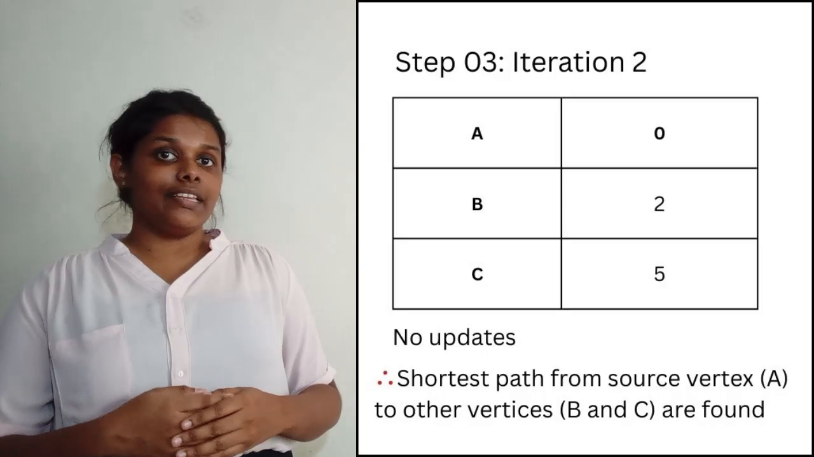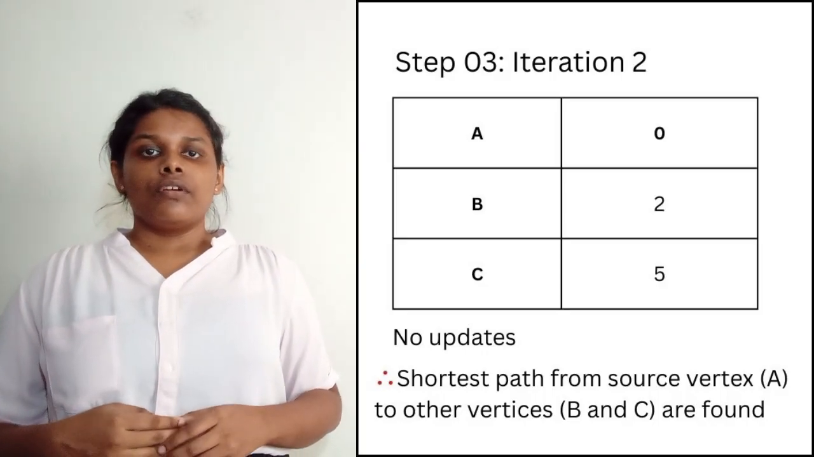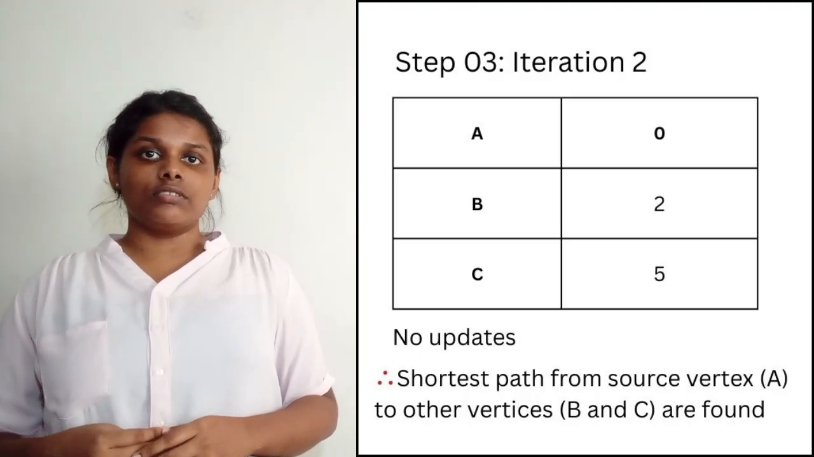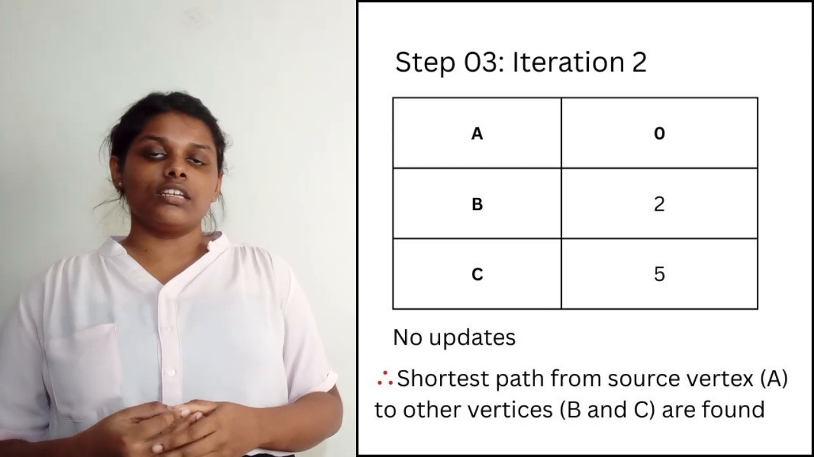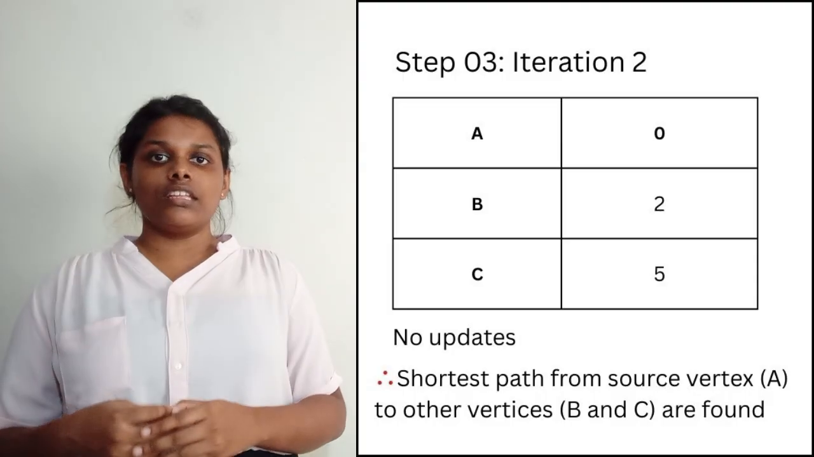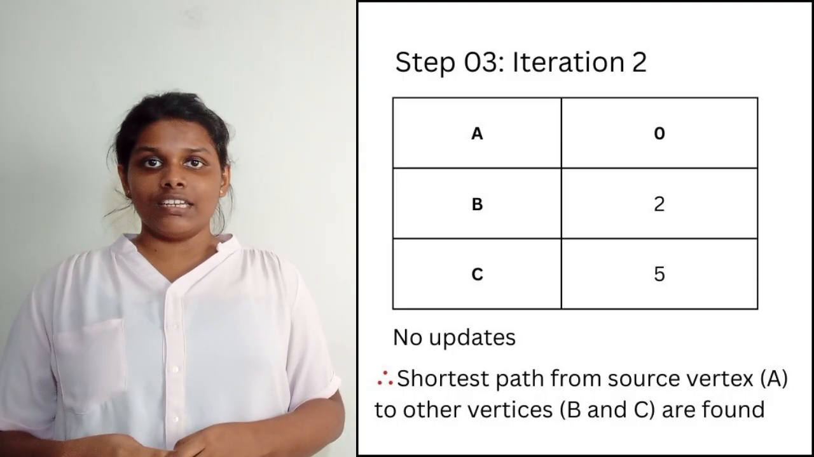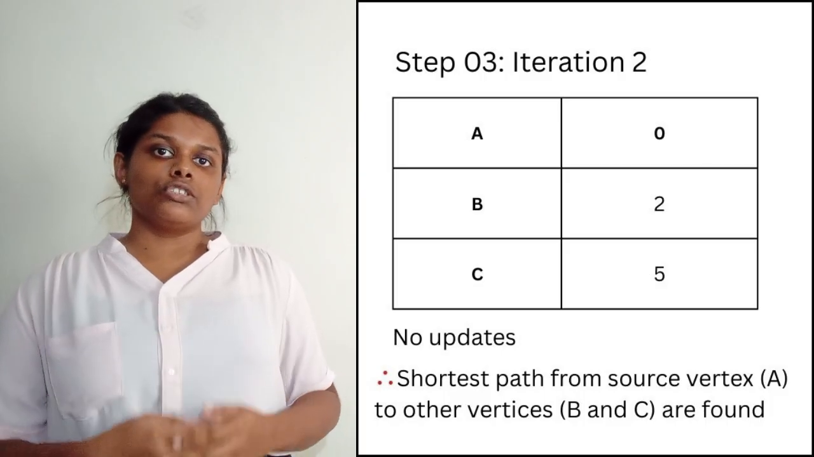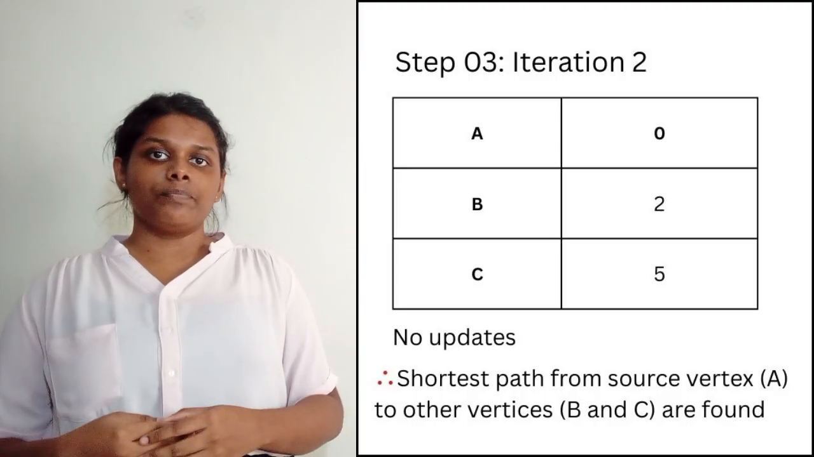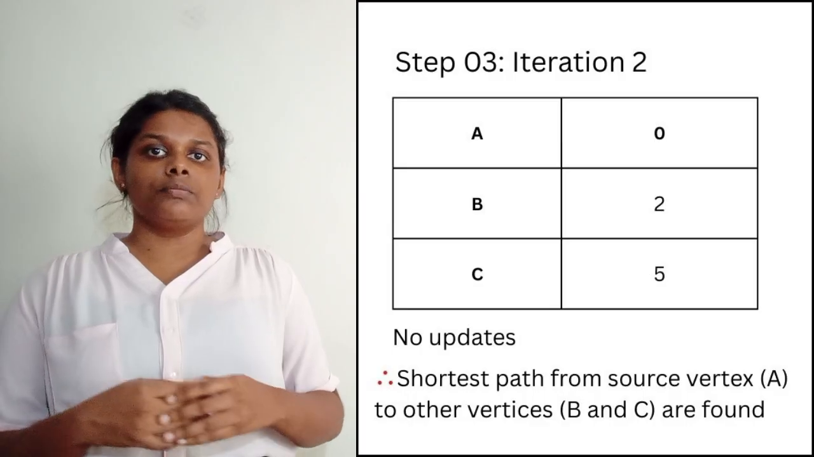The third step is to start the second iteration. When we do the second iteration as we did the first iteration, we can see that in the second iteration nothing will change. So we can say that we have found the shortest path from the source node, which is A, to the other vertices, which are B and C.